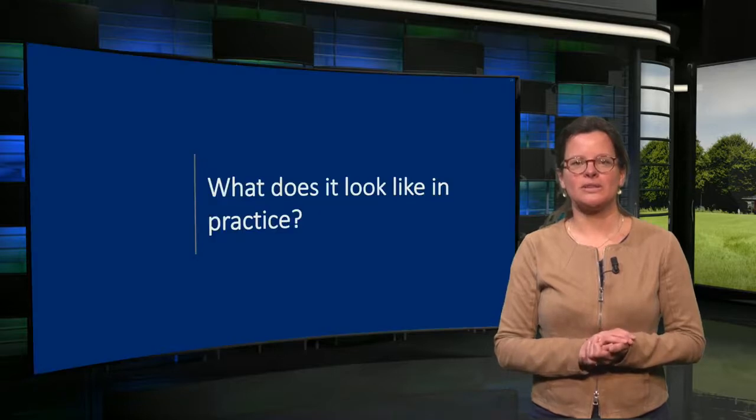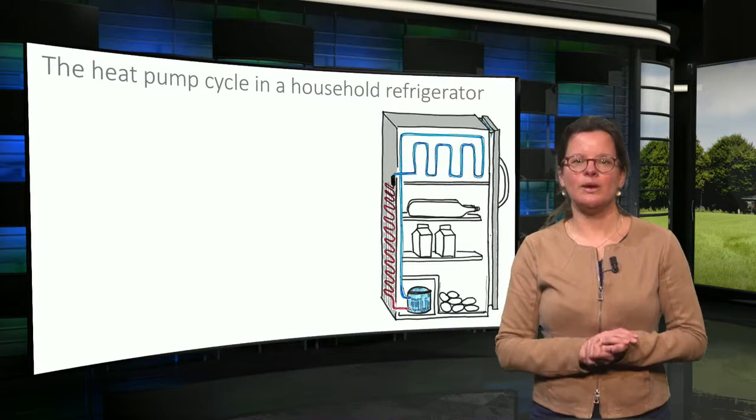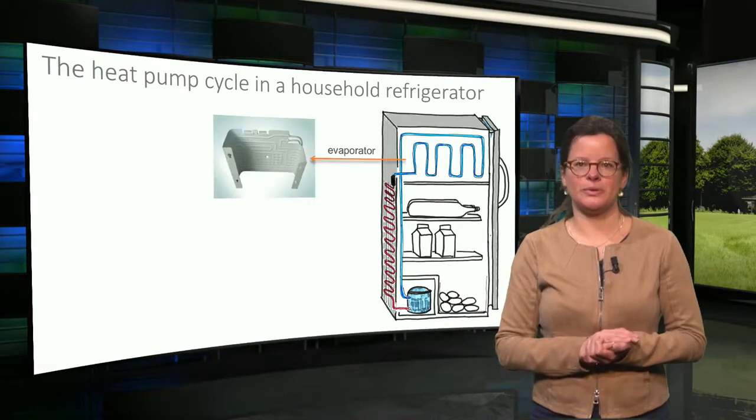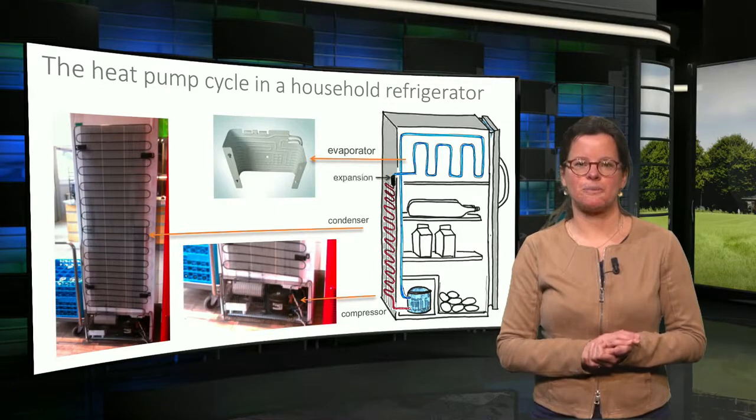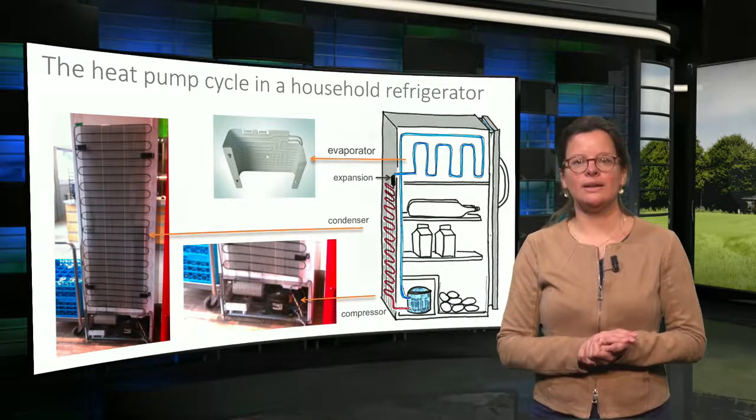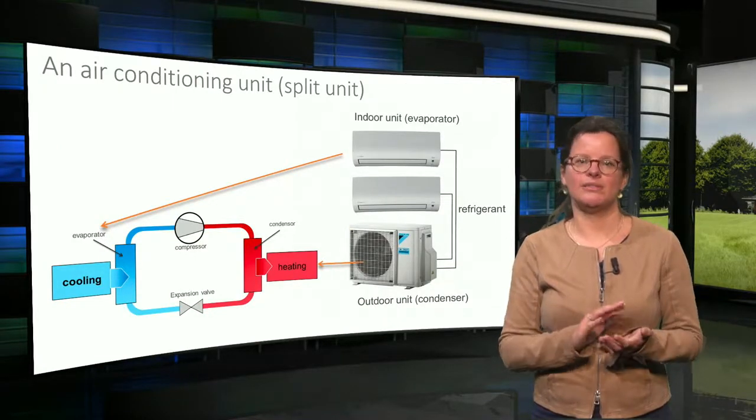Now I will show you some examples of what heat pumps look like in practice. The heat pump we all know is the refrigerator. In this figure, you can see where in this device the evaporator, compressor, condenser, and expansion valve can be found. Also, in an air conditioner split unit, these components can be identified, although the most visible parts are the condenser and the evaporator.